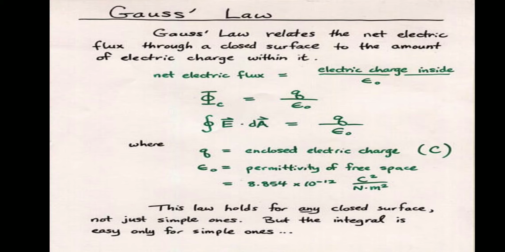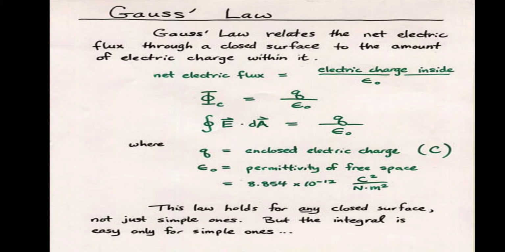Now, first of all, what is Gauss's law? In the previous lecture, you all have read about electric flux. What was electric flux? That is the passage of electric field lines through a given surface. Now, Gauss's law is a relation between electric flux and the charge enclosed inside the surface.